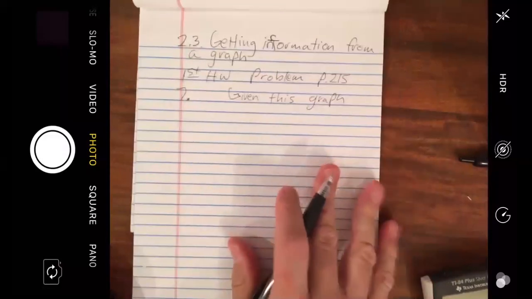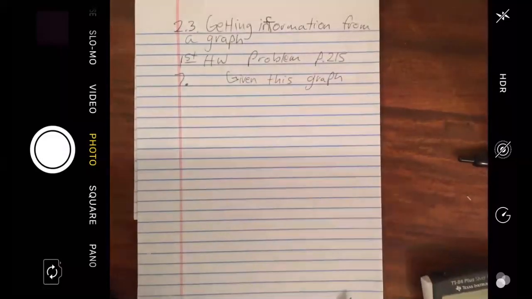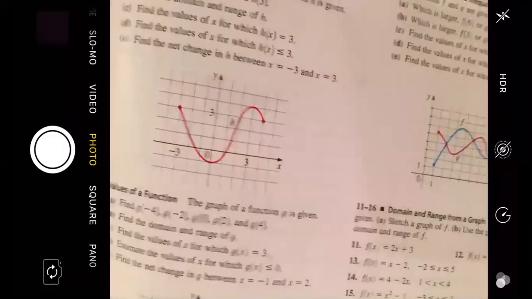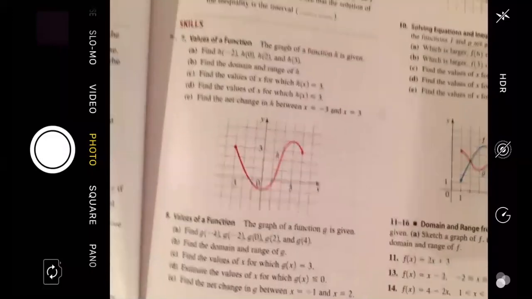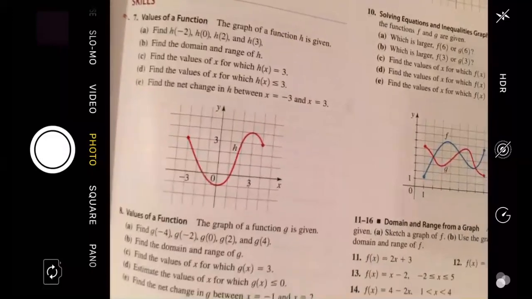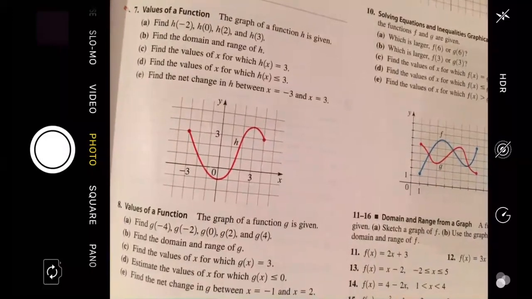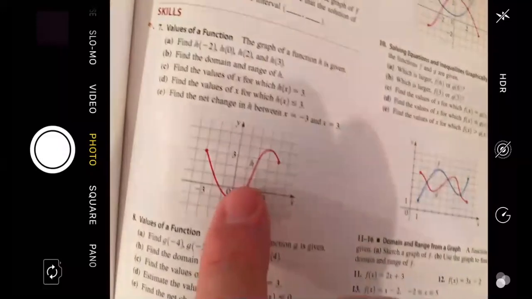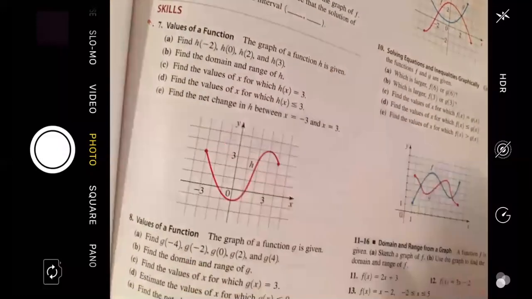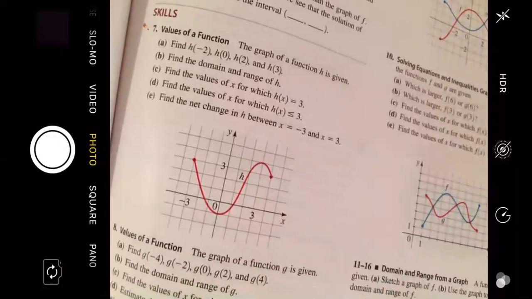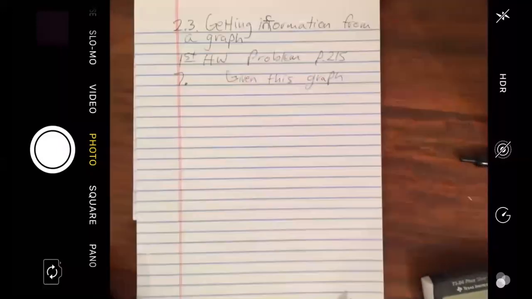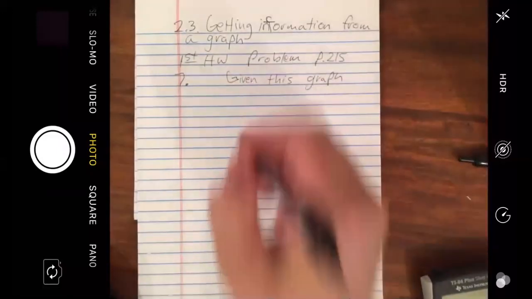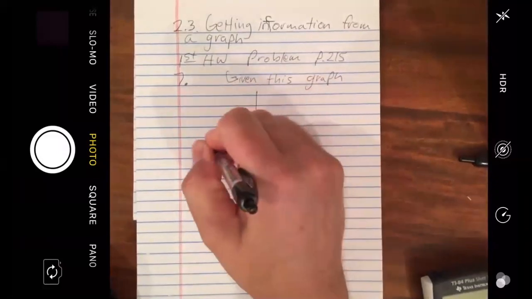Take a second to draw it. I'll show you it from the book. Read it there. Okay, it's number 7. It's this graph right here. Take me just a second to sketch it out. I can try to point to it.